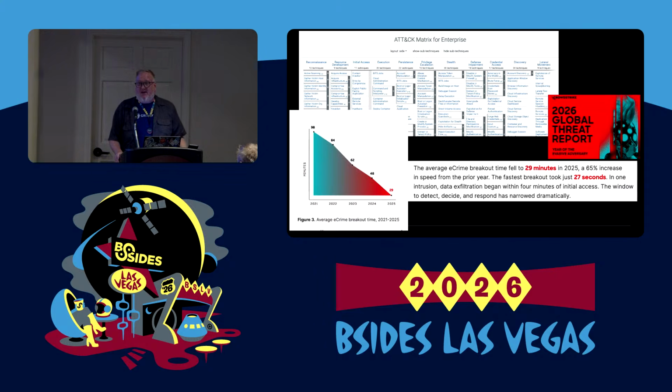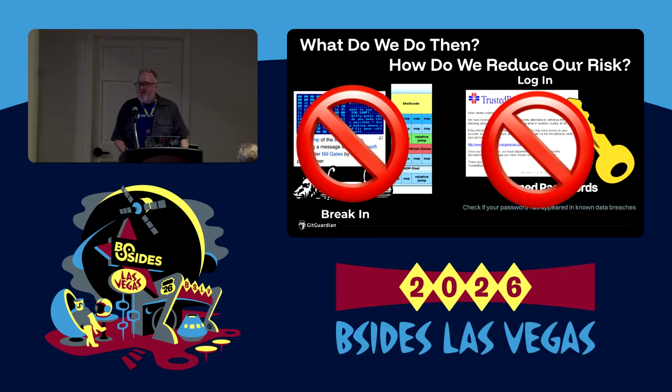That's not human time to react. Is that human time to have a SOC do analysis, to throw a switch, to say, hey, we'll reset the credential over here, we'll adjust the firewall rules? No, you've lost in 29 seconds. That's the speed. So how do we fight it? Well, again, there's only two ways in. How do we stop this? How do we stop the break-ins, and how do we stop the logins?